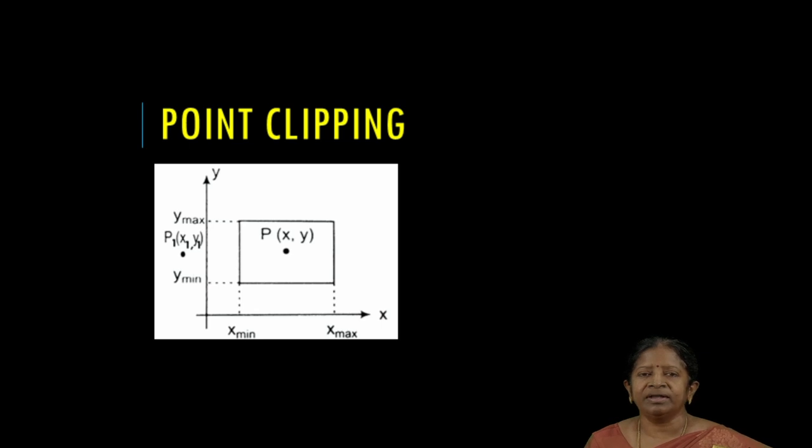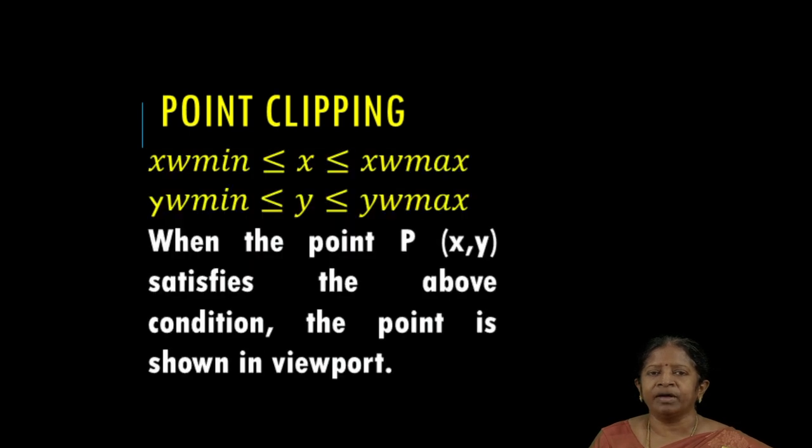So here the point P has a coordinate x, y and it lies within the window boundary, whereas the point P1 with the coordinates x1, y1 is outside the window boundary. So what will happen? P will be shown on the viewport, P1 will not be shown. Now we will see the conditions.